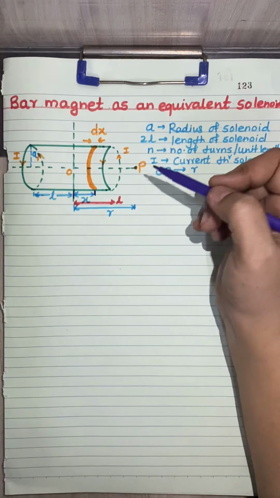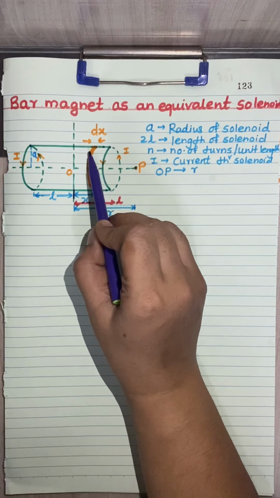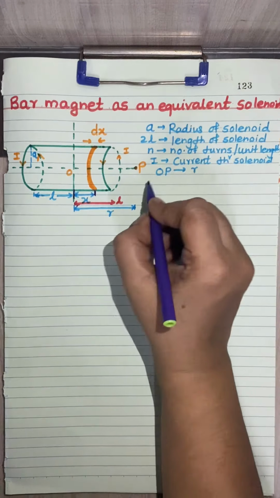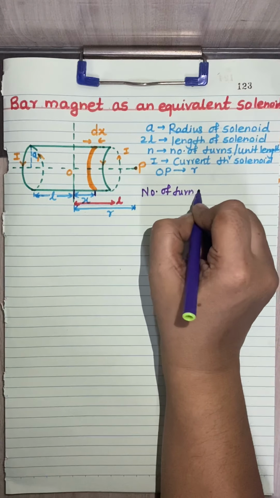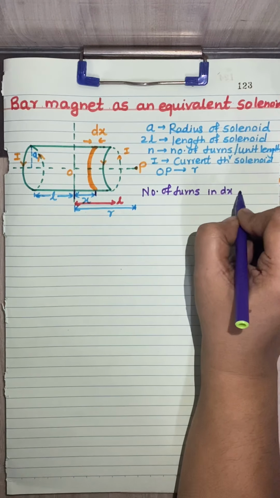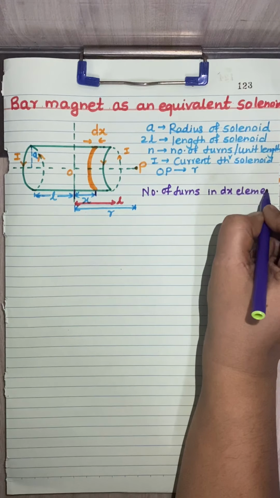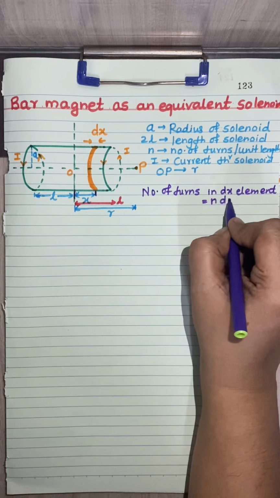Now the number of turns of this element is considered as n dx. So I'll write down here: number of turns in the dx element is equal to n dx.